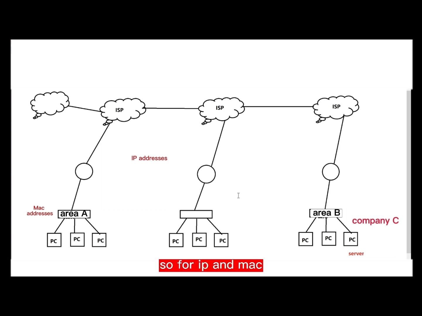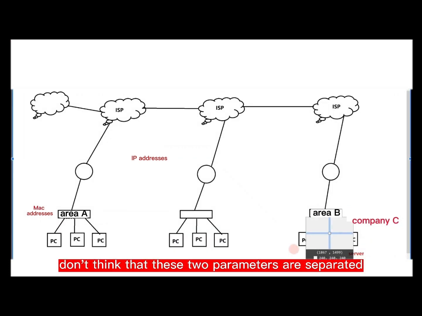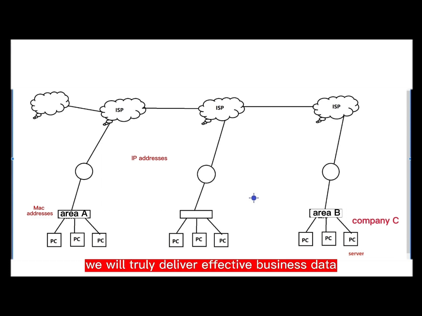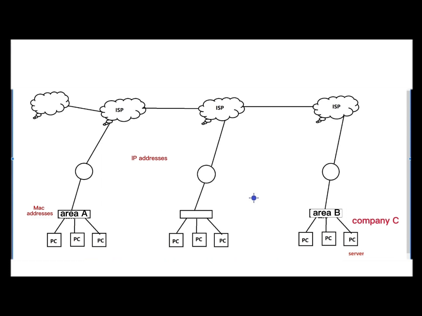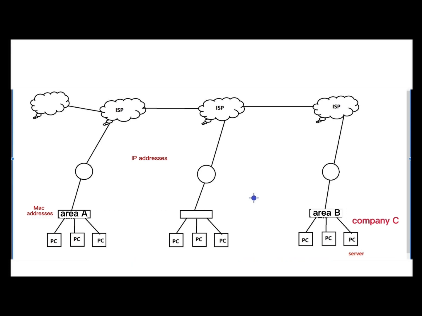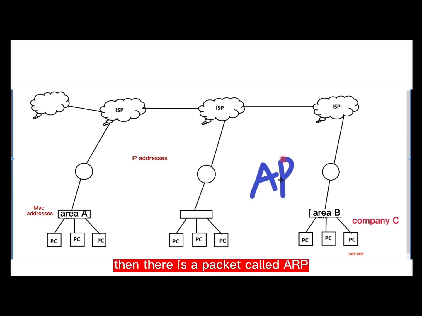So for IP and MAC, don't think that these 2 parameters are separate. For example, when I'm going to communicate, can I have only IP or only MAC? This is not possible. In the future, to truly deliver effective business data, both addresses are definitely needed. We will learn a message in the next phase, a packet called ARP.